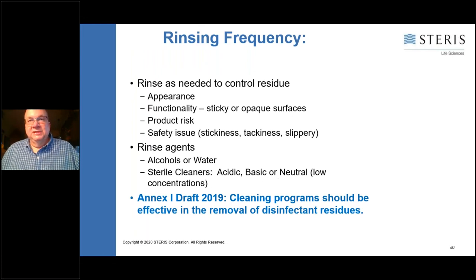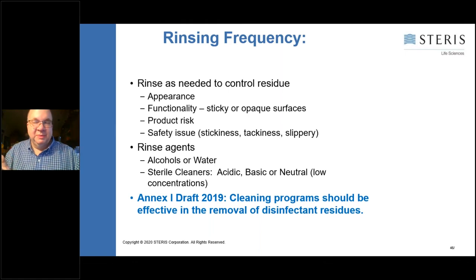And rinsing frequency. So how often should I rinse? Should I rinse every day? Do I rinse once a month, once a week? Well, it should be based on a couple of key criteria. The aesthetics and appearance of the surface, for example, if my clean room floor is supposed to be white and it's turning black. Or if it's a safety issue, making the floor sticky, tacky, or slippery.